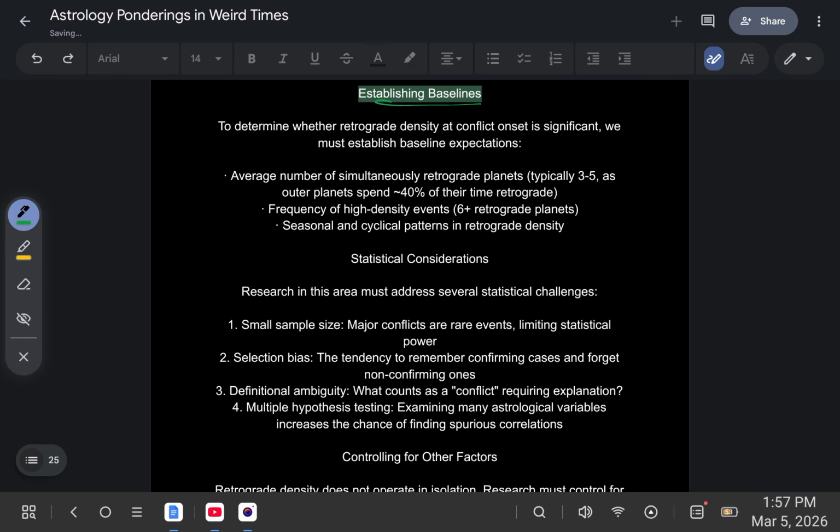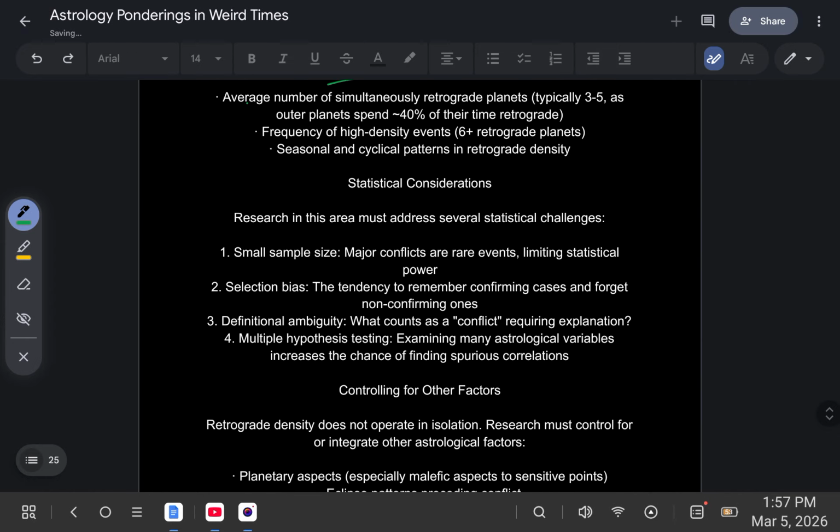Establishing baselines. To determine whether retrograde density at conflict onset is significant, we must establish baseline expectations. So average number of simultaneously retrograde planets, typically 3 through 5, as outer planets spend 40% of their time retrograde. Frequency of high-density events, 6 or more retrograde planets. Seasonal and cyclical patterns in retrograde density.